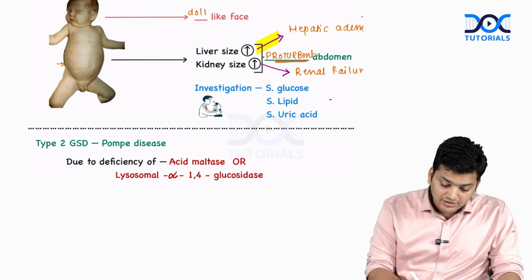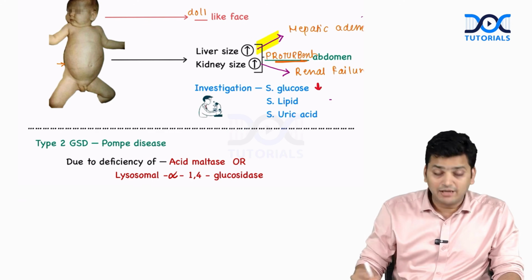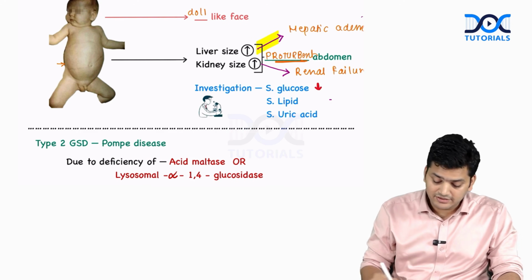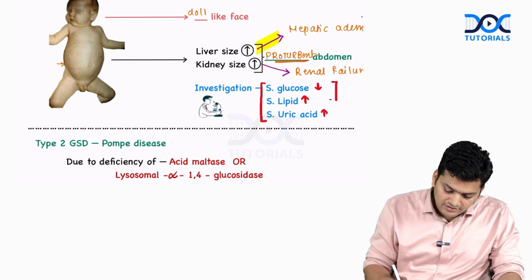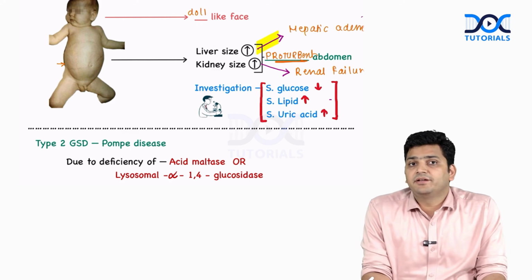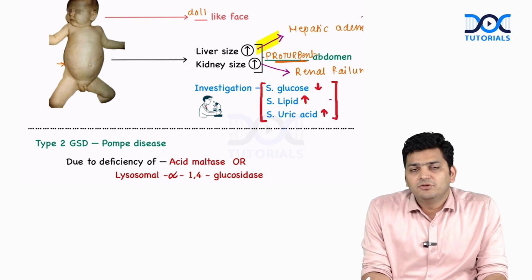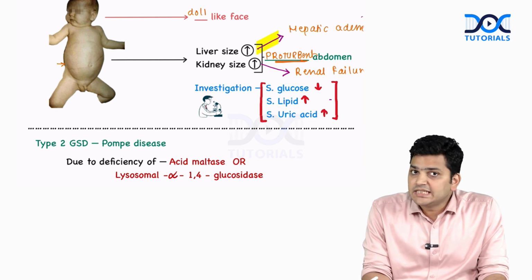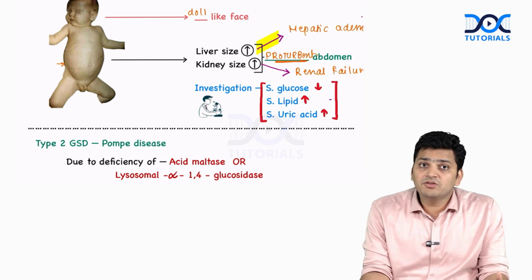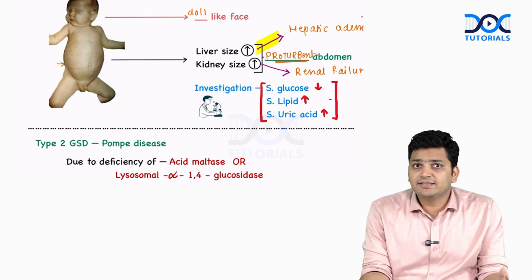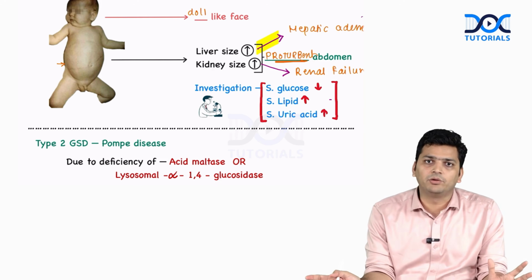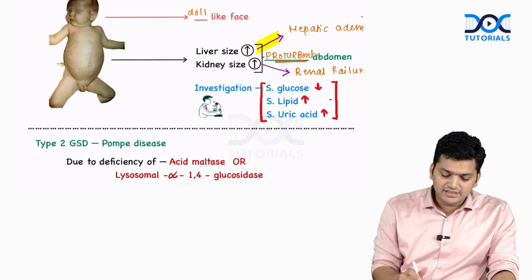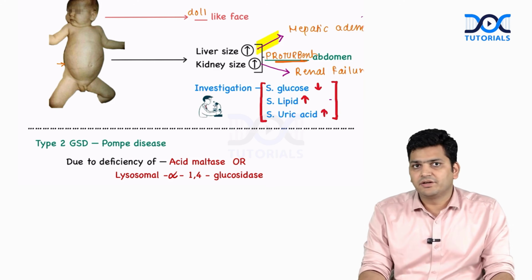When you do the investigation, most of the time this child is having hypoglycemia, the glucose is less in the fasting state, and what is more is the lipid and uric acid. This is the von Gierke disease. In von Gierke disease, the main problem is that during the fasting state, the child is going to go into hypoglycemia. This disease is not going to affect the muscles because the enzyme glucose-6-phosphatase is physiologically not there in the muscle. So this disease is primarily going to affect the liver only, right? This is the first disease, type 1, the von Gierke disease.